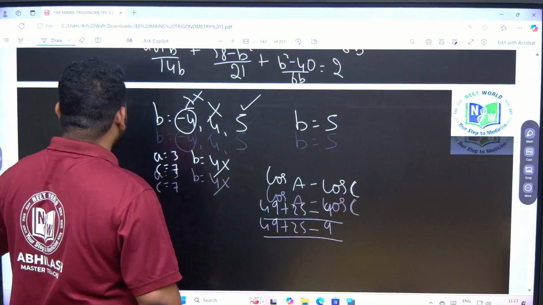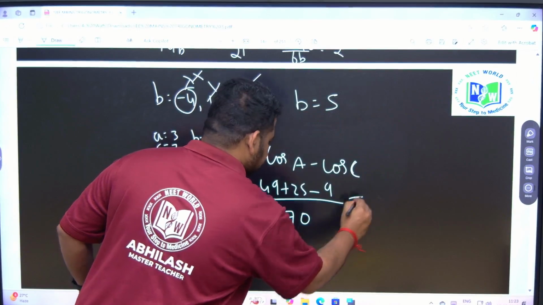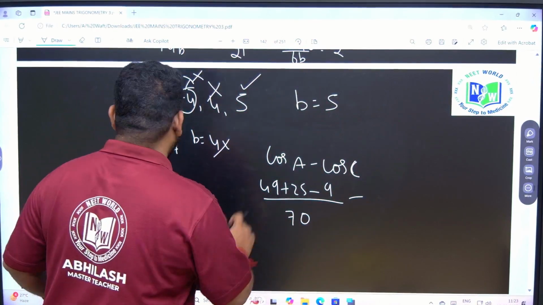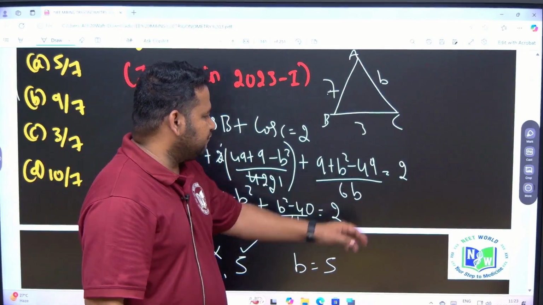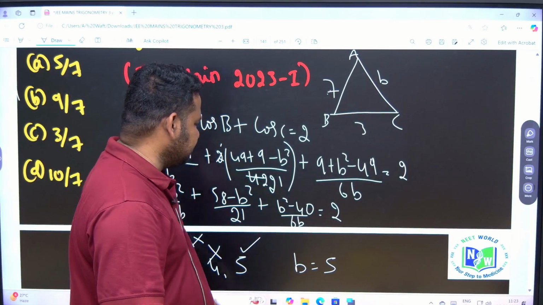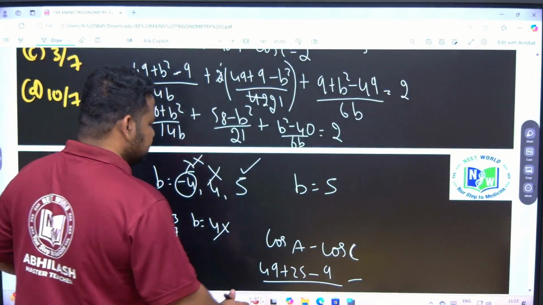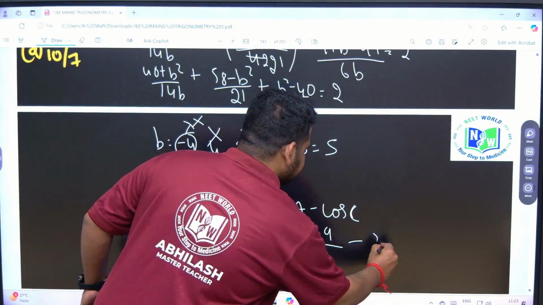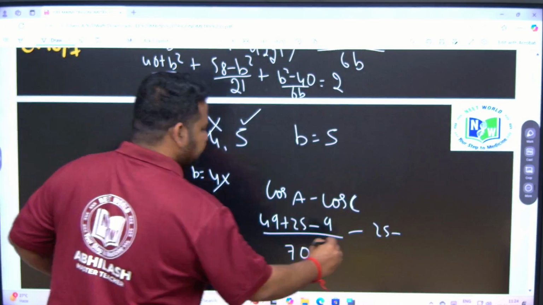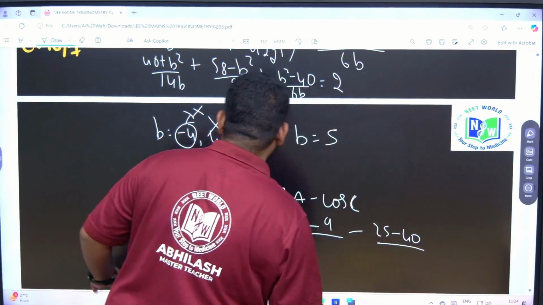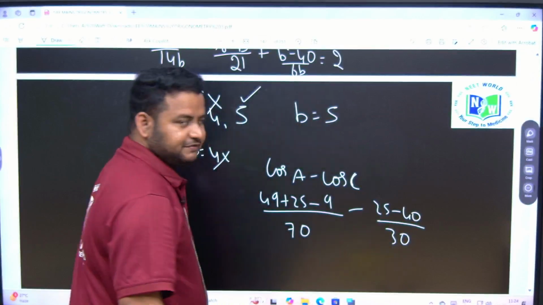Next thing is, you have to find out what is 14b. 14 into 5 is 70. 70 minus cos c. What is cos c, friends? Cos c is, already I have written, 9 plus b square minus 49. Here you got it as b square minus 40. I will use this only. B square is 25. So this is 25 minus 40 divided by 6b. 6 into 5 is 30.